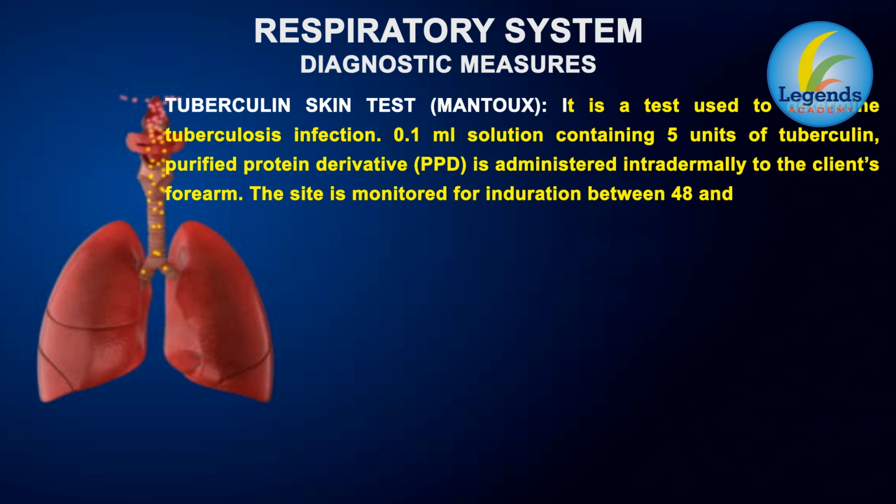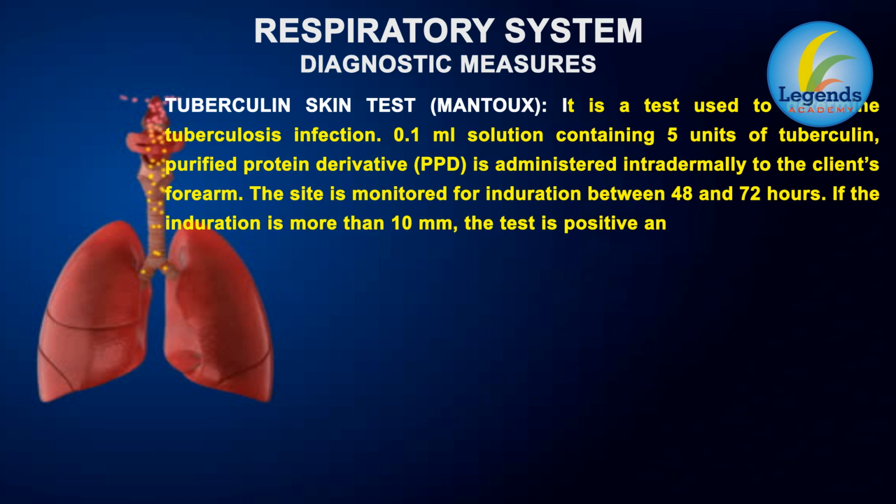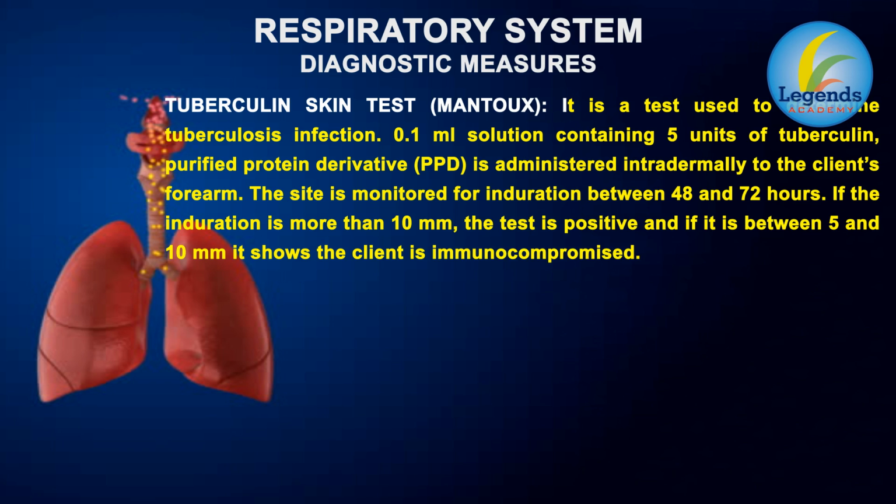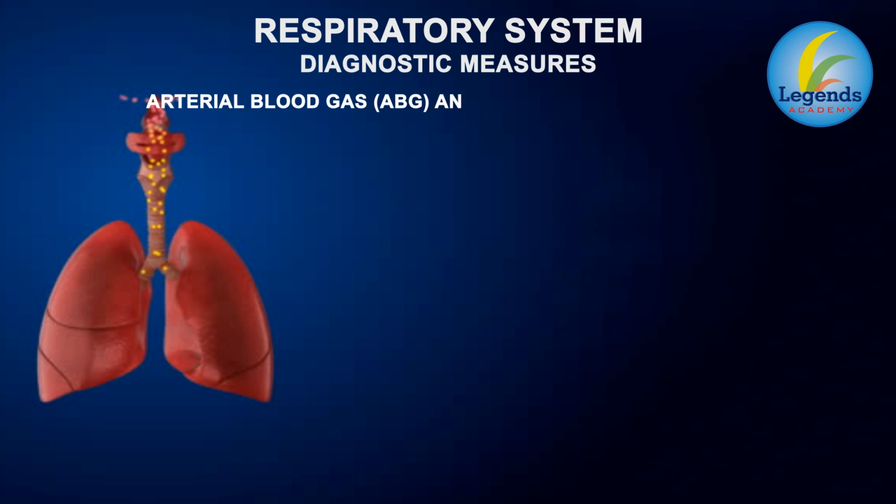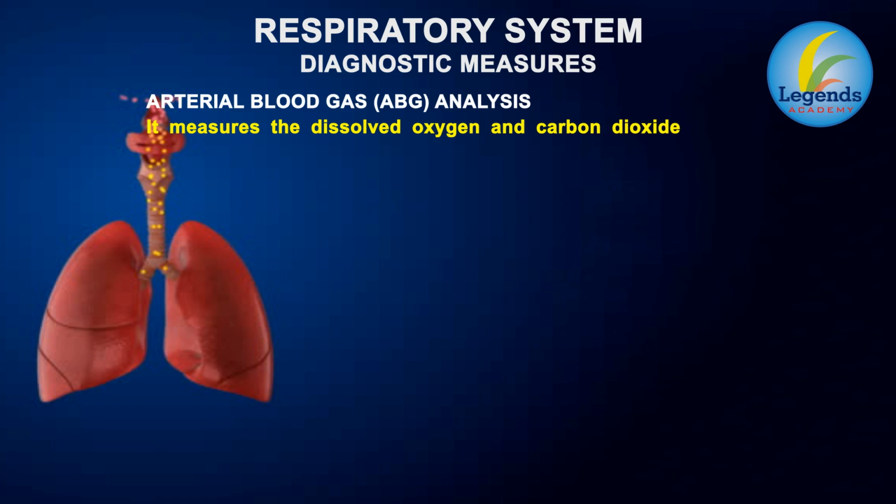If the induration is more than 10 mm, the test is positive. If it is below 5 mm, the test is negative. If it is between 5 to 10 mm, the patient is affected with that infection or the patient has become immunocompromised. Next we will discuss the topic arterial blood gas analysis. It measures dissolved oxygen and carbon dioxide concentration in the arterial blood and finds out the acid-base balance.